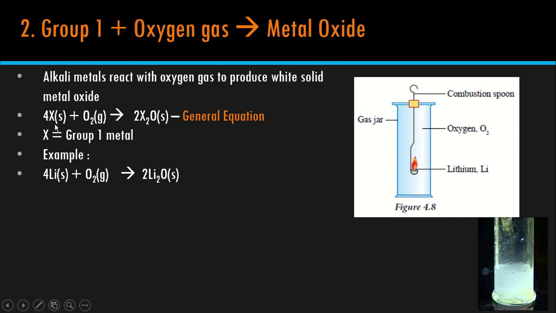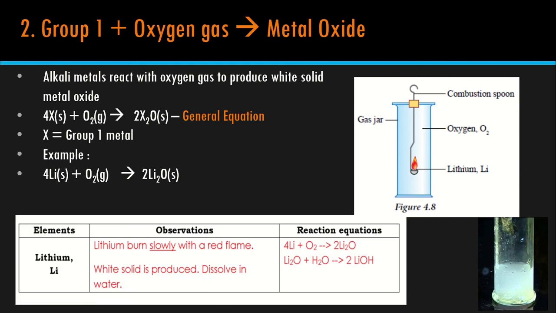Okay, so dia punya general equation, X plus O2 oxygen will produce X2O, which is the metal oxide. Okay, after balance equation, kita akan dapat 2 sini, 4 sini. So X ni kita ganti dengan any group 1 metal. For example, kita ambil lithium, jadi ganti saja Li plus O2 will produce Li2O, lithium oxide. Jadi you nak macam mana dapat ni, you cross lithium ion, Li plus cross dengan oxide, O2 minus, so you akan dapat Li2O. Dan you pun balance lah equation, letak nombor 2 kat depan sini, 4 depan sini, dapat dia punya equation.